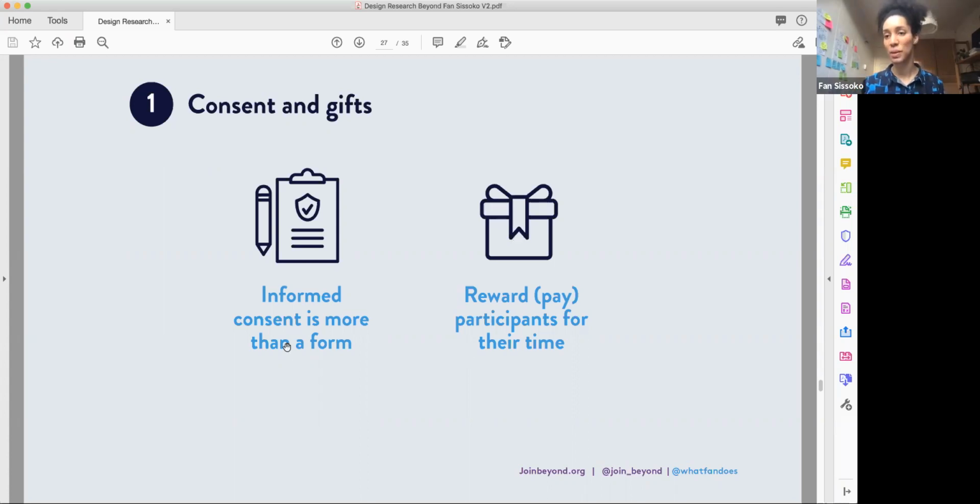So transparency about what's going to happen as a result of the research, but also just rewarding people, because without them you just wouldn't have research, you wouldn't have insights. So to me that's really, really key.